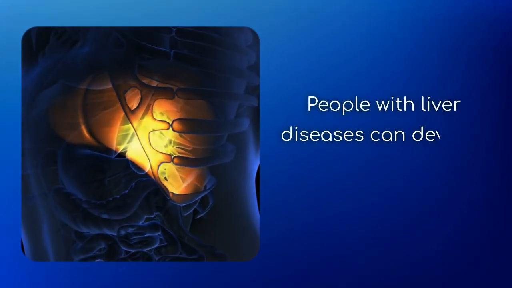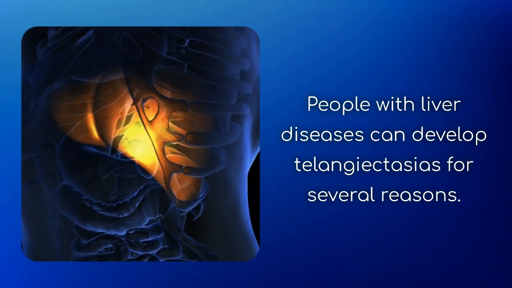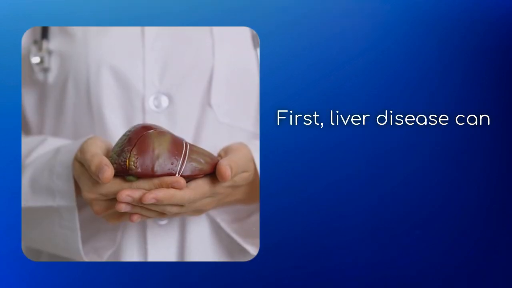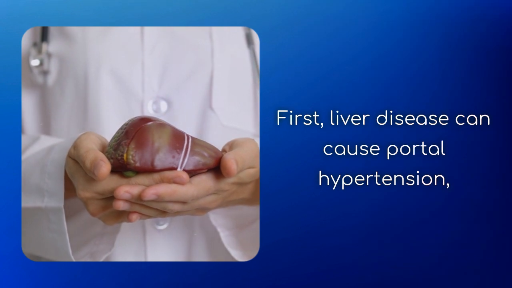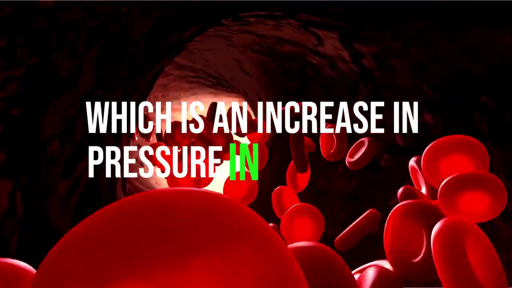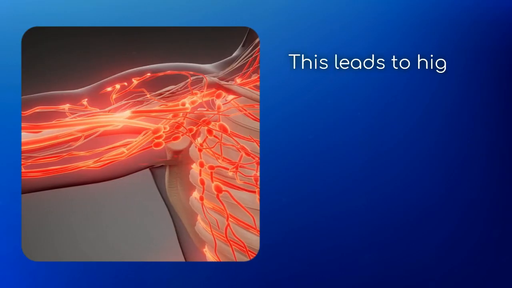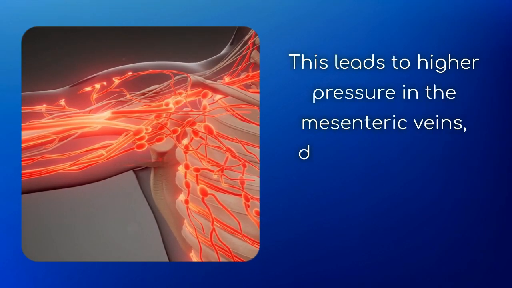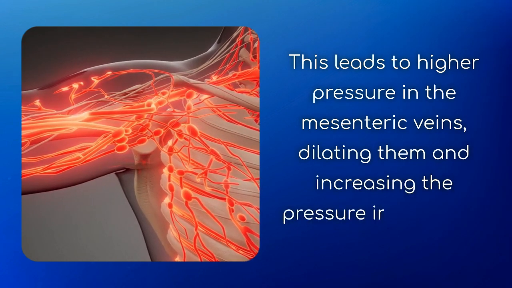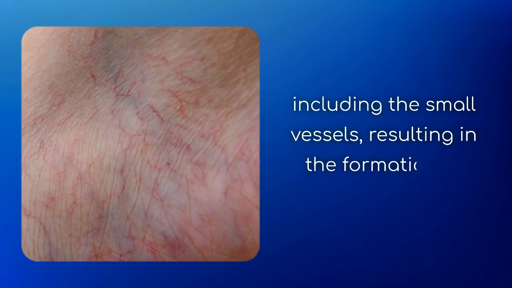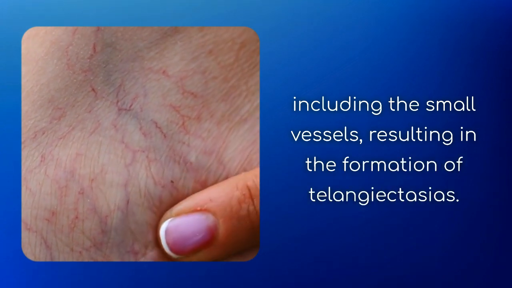People with liver diseases can develop telangiectasias for several reasons. First, liver disease can cause portal hypertension, which is an increase in pressure in the portal venous system due to resistance to blood flow in the liver. This leads to higher pressure in the mesenteric veins, dilating them and increasing the pressure in collateral vessels, including the small vessels, resulting in the formation of telangiectasias.